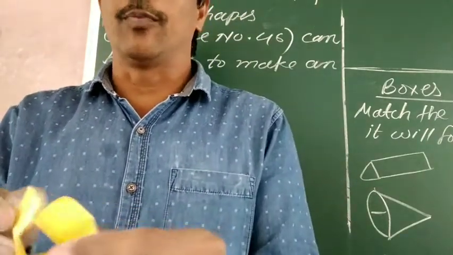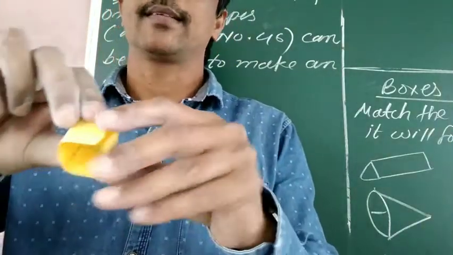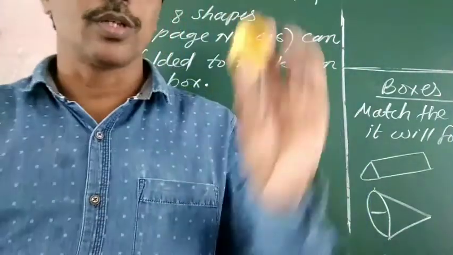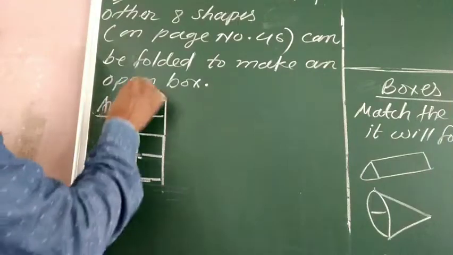See, when you fold it, it will be like this. See, it will fold like this. So it means it is folding into an open box. Okay, so this is one. Then next, see, all these cutout are from this page number 46 only.